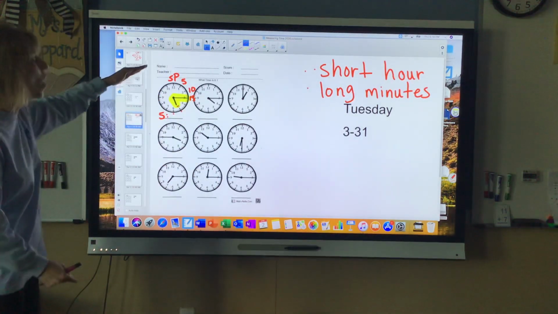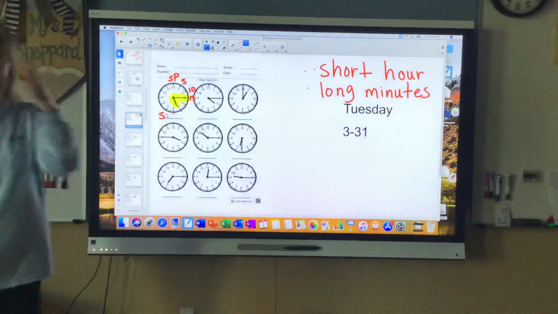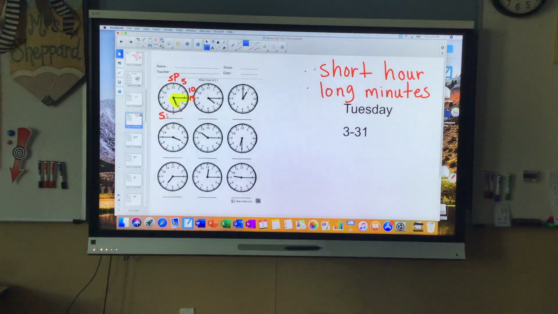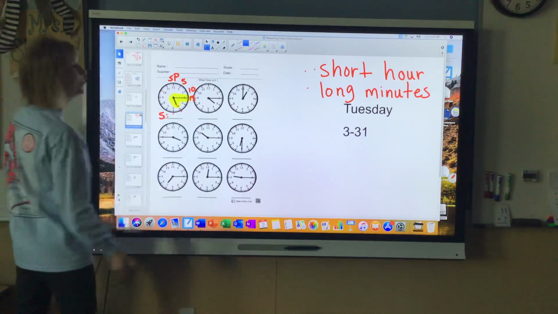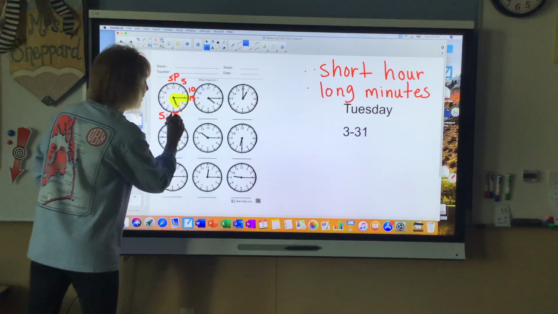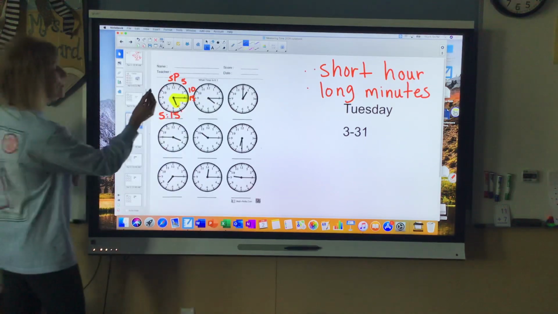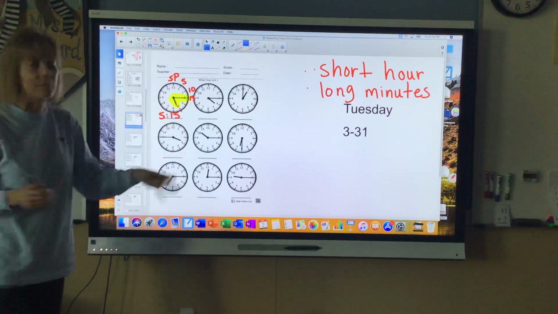Now I wonder why I stopped at 15, counting by fives. I could count all the way around. If I counted all the way around and came back to the 12, I would get all the way back to 60 because there are 60 minutes in an hour. But I stopped on 15 because that's where my longhand stopped. So for my minutes, I'm going to write the number 15. So my time on this clock is 5:15.